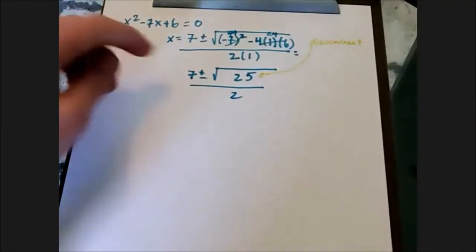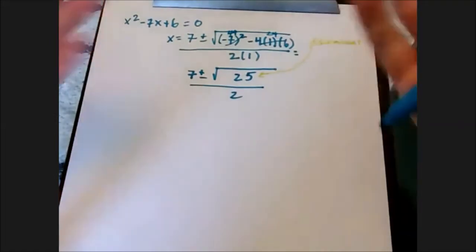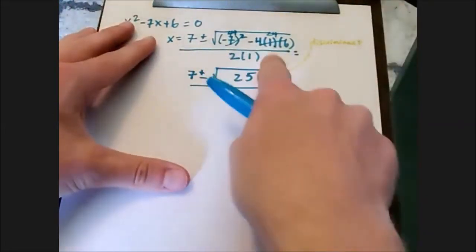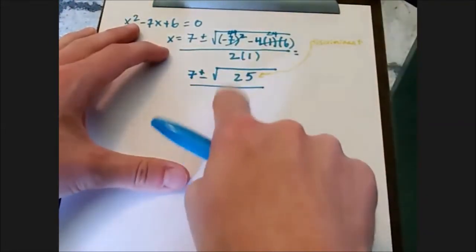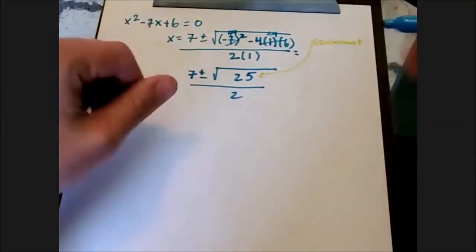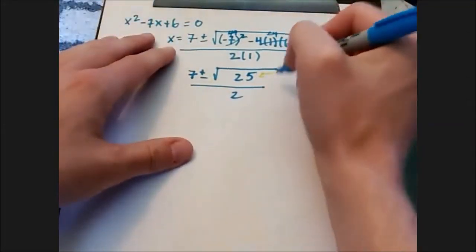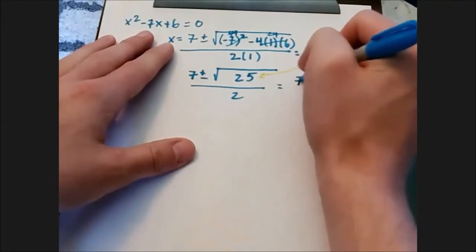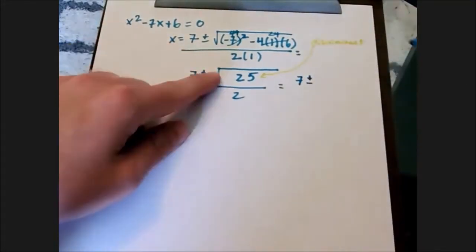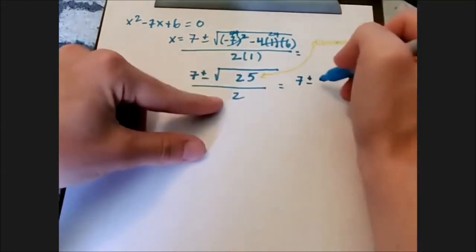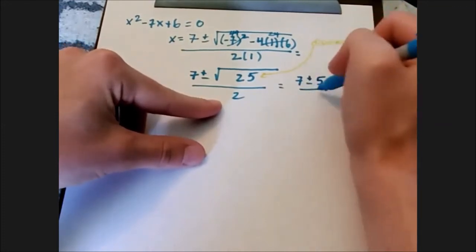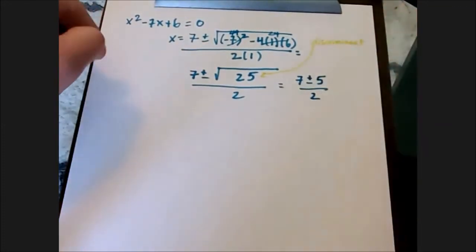And then, of course, that's over 2. I will tell you the number one mistake students make is they forget the over 2a part. So make sure you have that in your answer. Cleaning this up further, if you are able to take the square root, please do so. I know that the square root of 25 is, of course, 5.